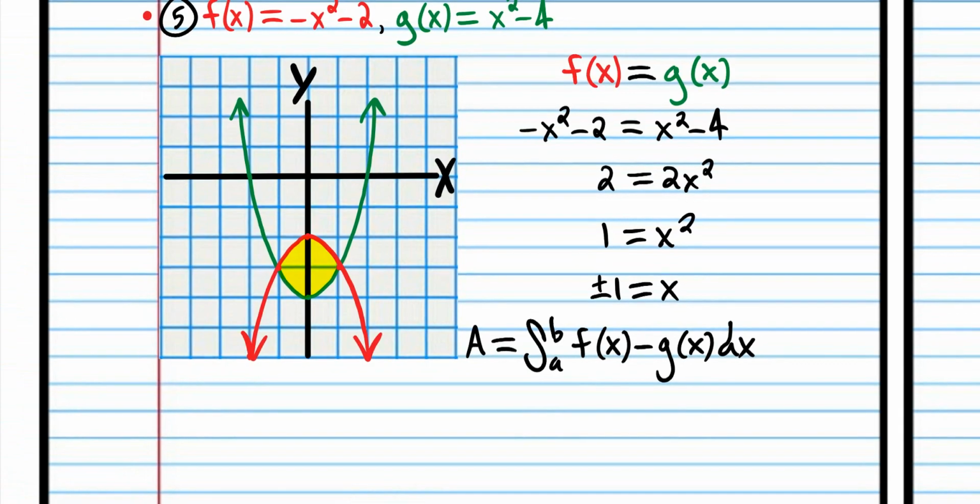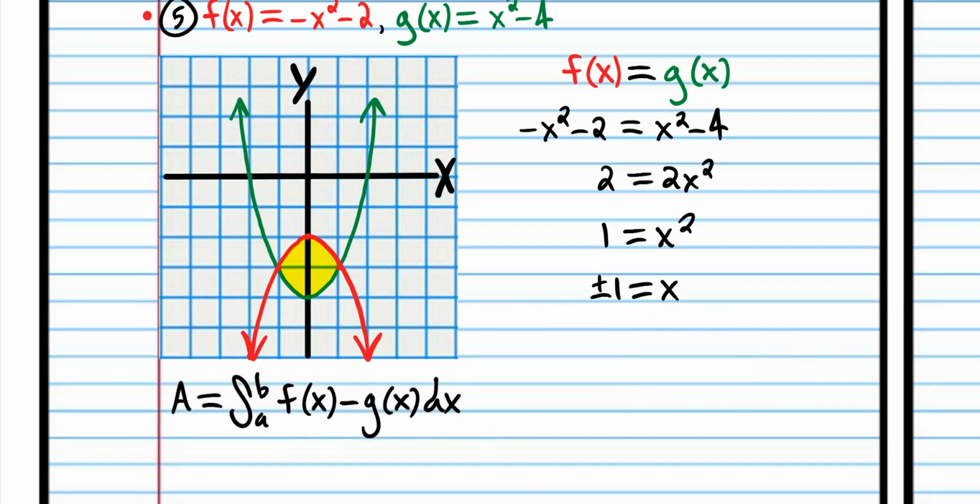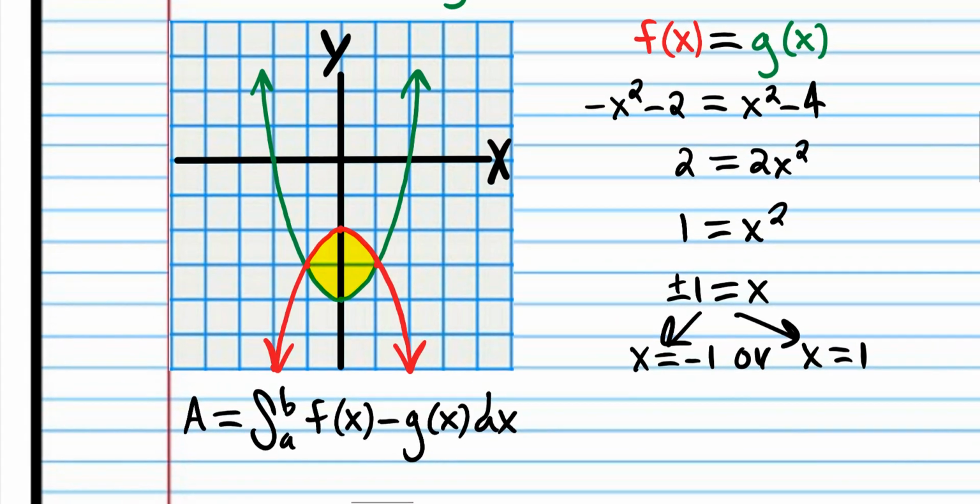Okay, so those are going to be our limits of integration, and I'm just going to write that in an expanded form so that that's clear. X can be negative 1 or x can be positive 1. So at this point here, x is positive 1, and at this point x is negative 1. So that tells us what the limits of integration are. We can draw vertical lines there if you want to help you, but you don't have to.